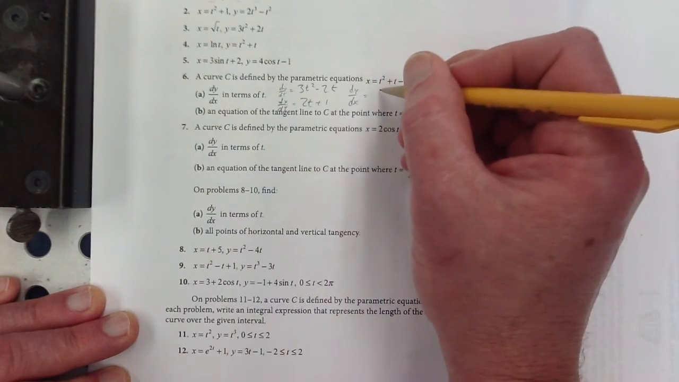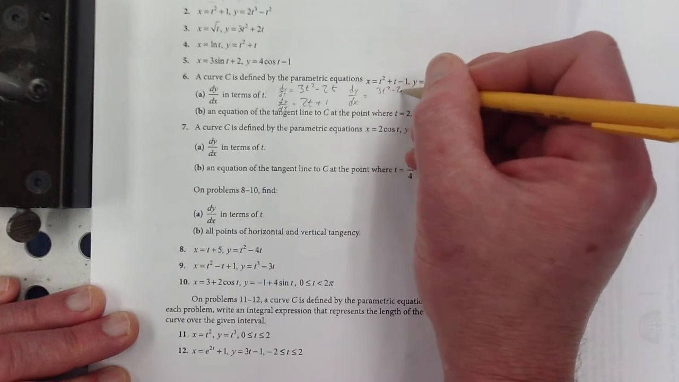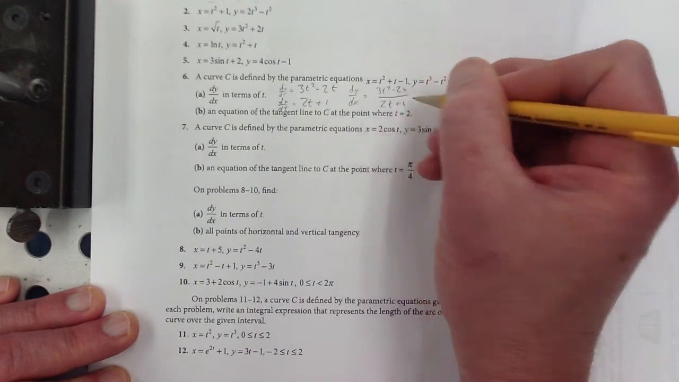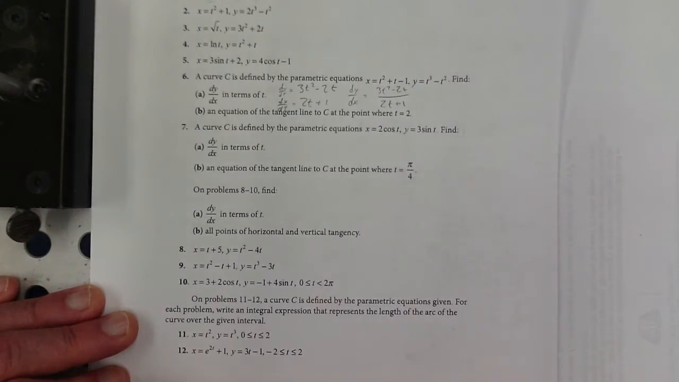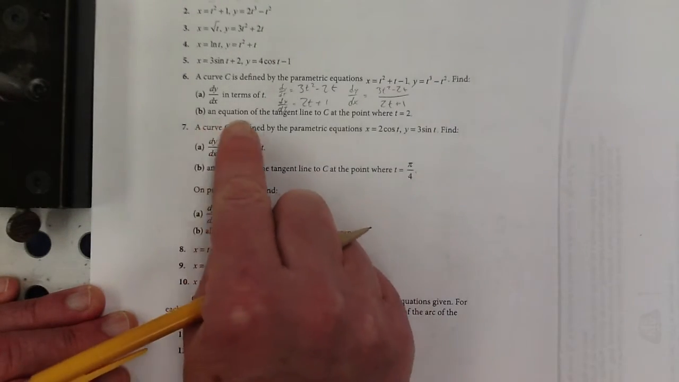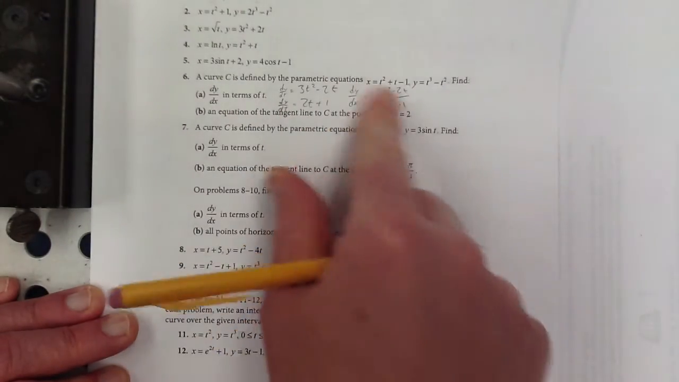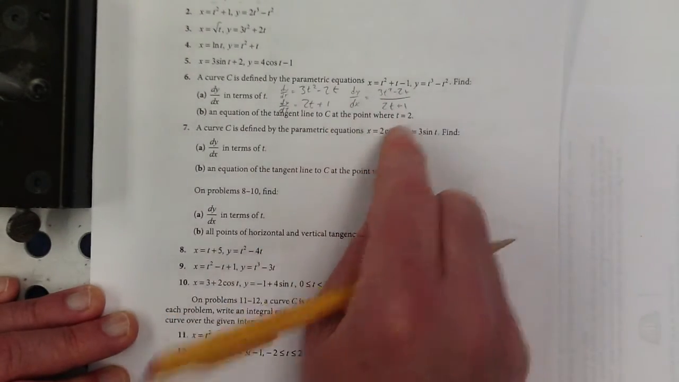So dy/dx is (3t² − 2t)/(2t + 1). Nothing you can do to simplify that. And then find an equation of the tangent line to C, the curve defined by these parametric equations, at the point where time is 2.